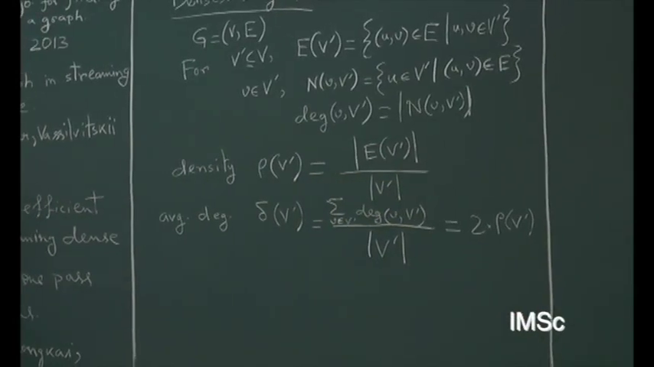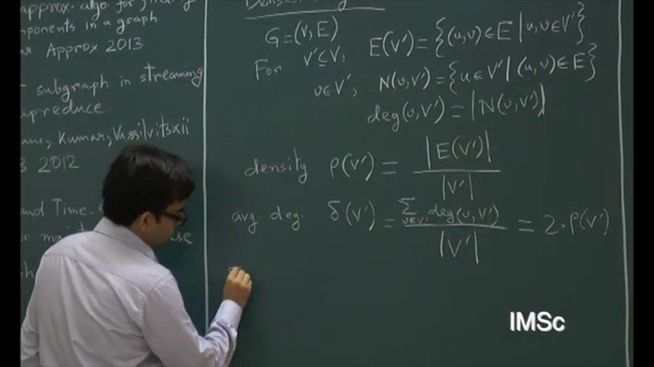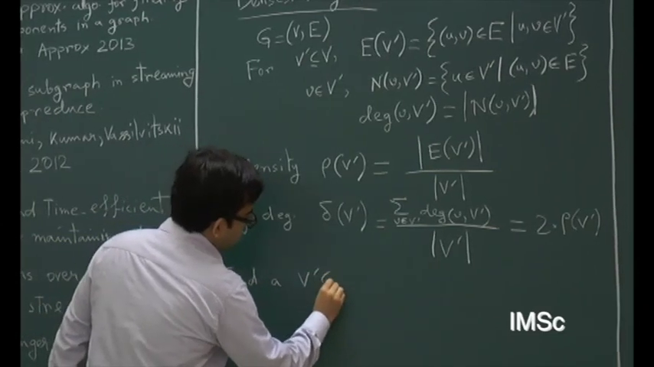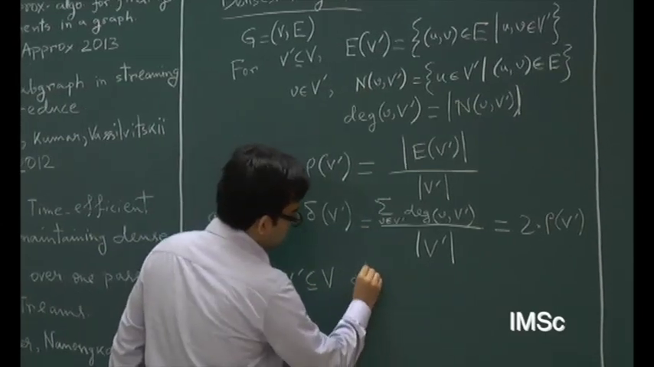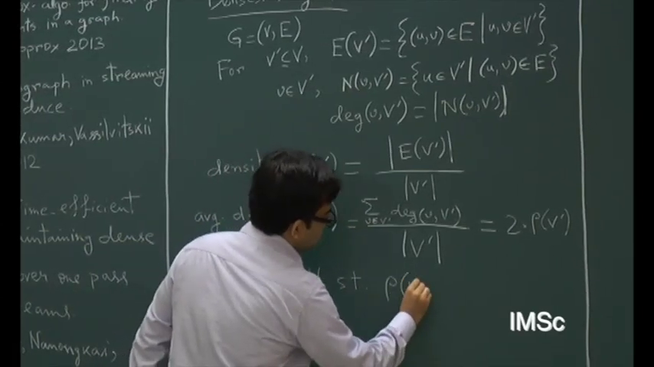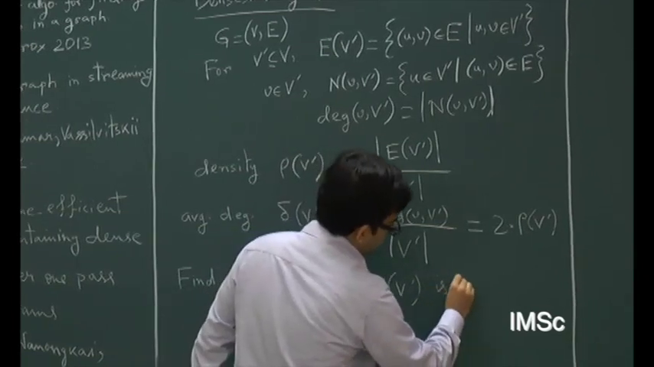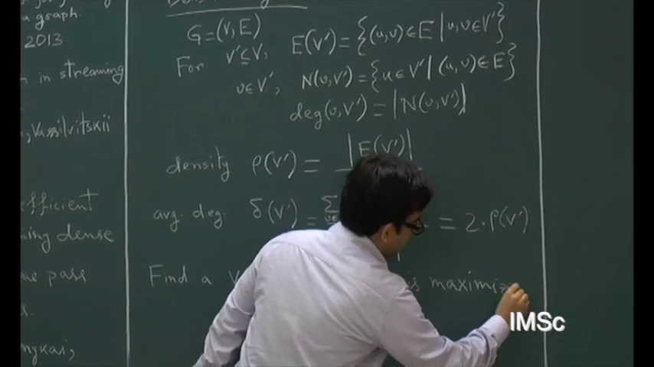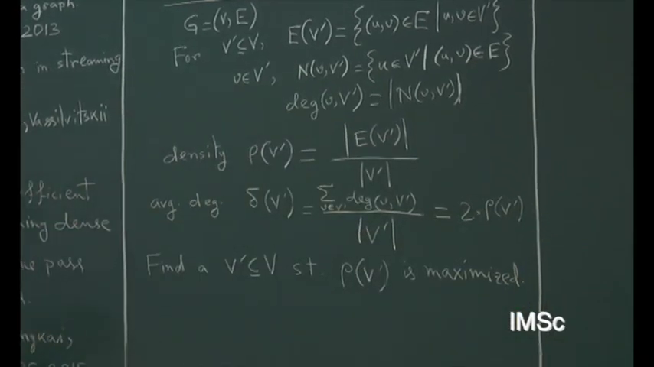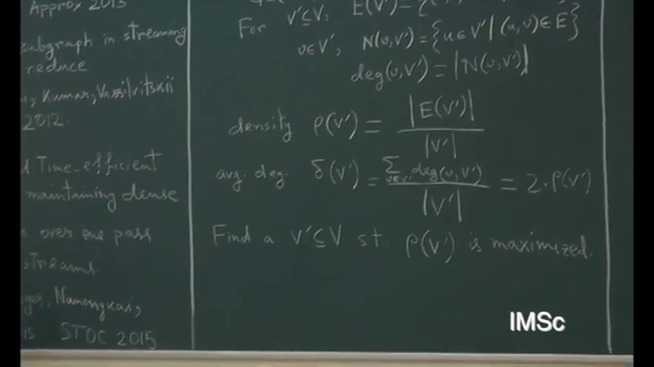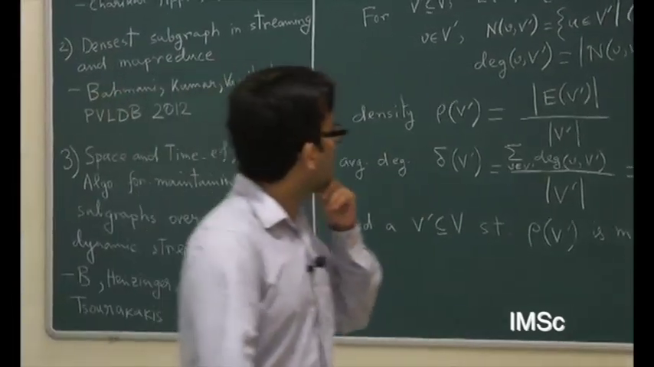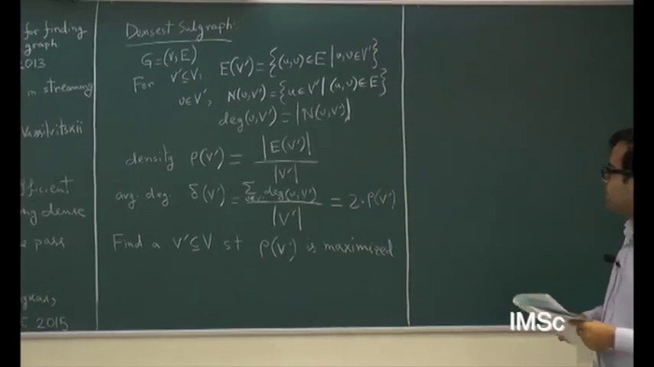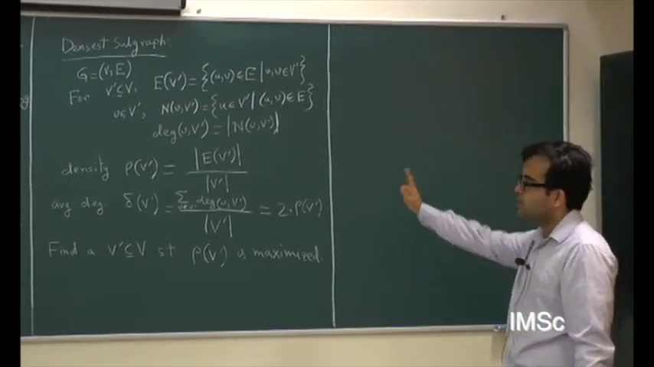Then what is the densest subgraph problem? Find a subset of nodes such that this density is maximized. Clear? Now, we will solve this problem in the streaming setting. That is our goal. But first, we want to study this in the static setting.